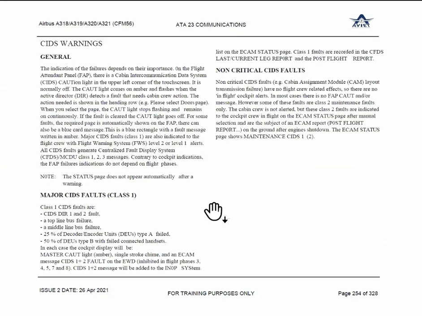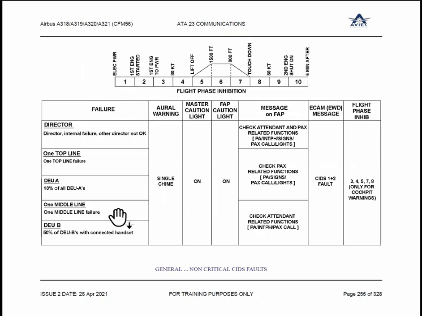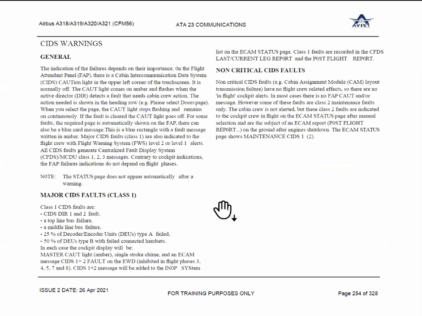Warnings, same. Warning has no change. Class 1 warning and class 2 warning. Class 1 warning, director 1 and 2 fault, top line fail, middle line fail, 25% decoder encoder unit fail. There I think it was 20%. Here they made it 25%. Okay. There it was 20% DUA. Here it is 25%.